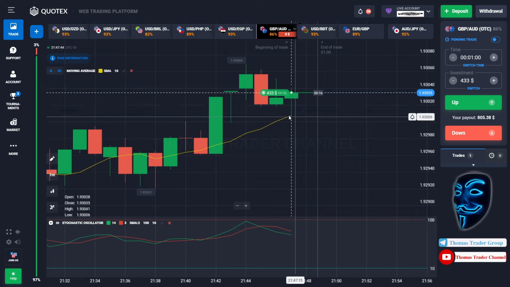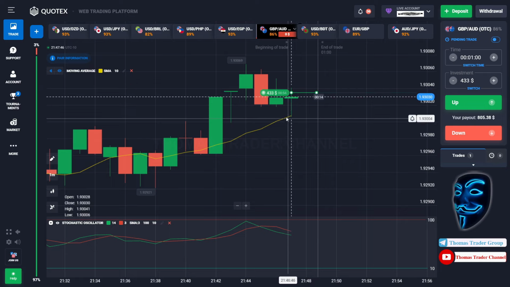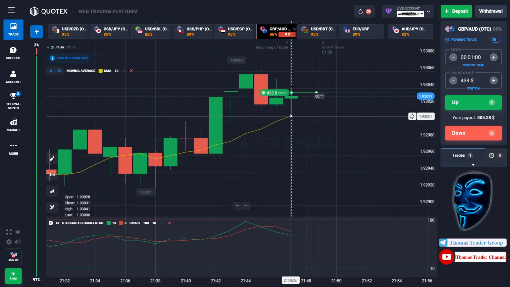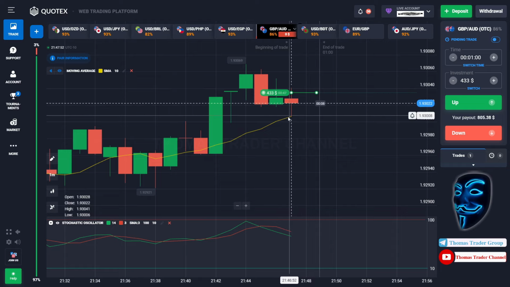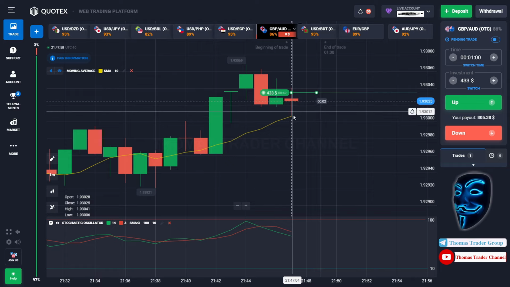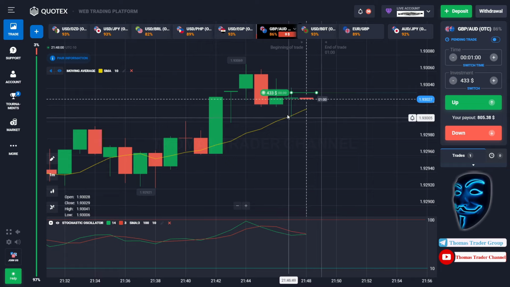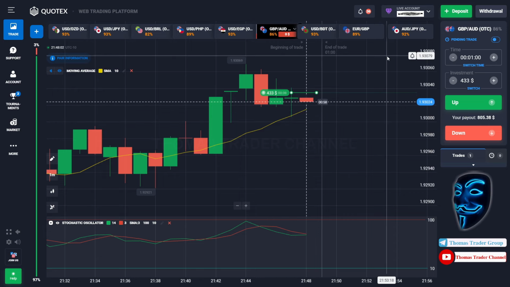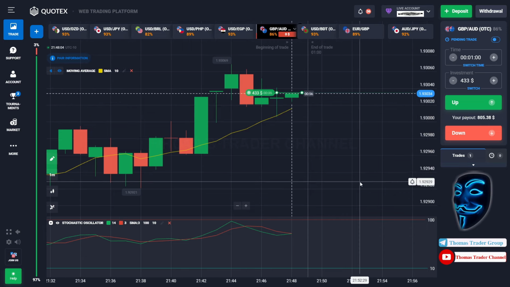As you can see, the market has just made a correction to the moving average line. Like what I said before, after the market makes a correction to the moving average line, the market will make a rebound and it will continue the bullish trend. Let's prove it and let's wait till the end of our trade.